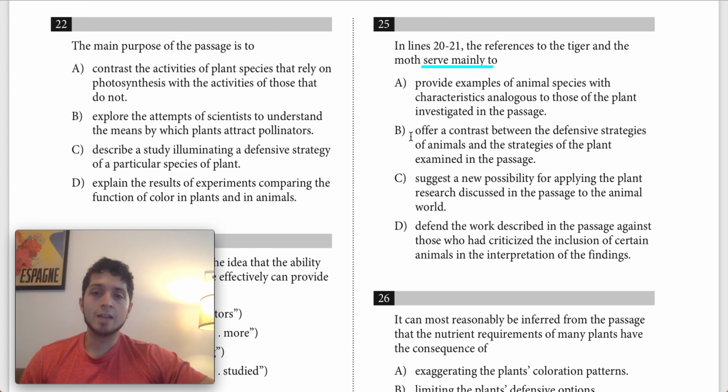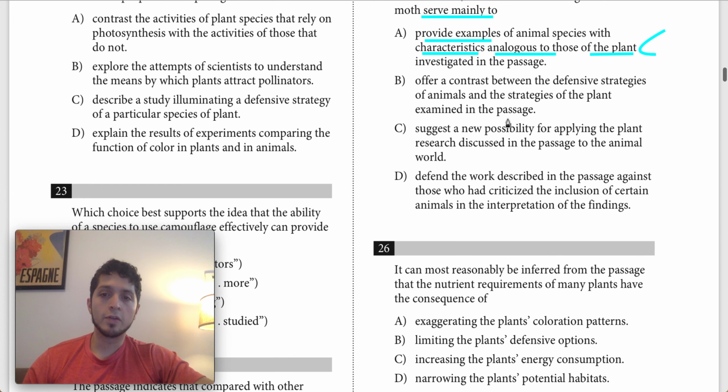So we look at A, and A says that it serves mainly to provide examples of animal species with characteristics analogous to those of the plant investigated in the passage. So provide examples, okay, with characteristics, okay, analogous to those of the plant investigated in the passage. So I actually think this is a pretty good answer choice because we said that basically the moth and the tiger are examples of camouflage. So provide examples, right? Characteristics, that would be the camouflage, and then analogous is similar to. So this is basically saying to provide examples of animal species that have the camouflage similar to the plant that we're looking at. So good choice, let's keep it.